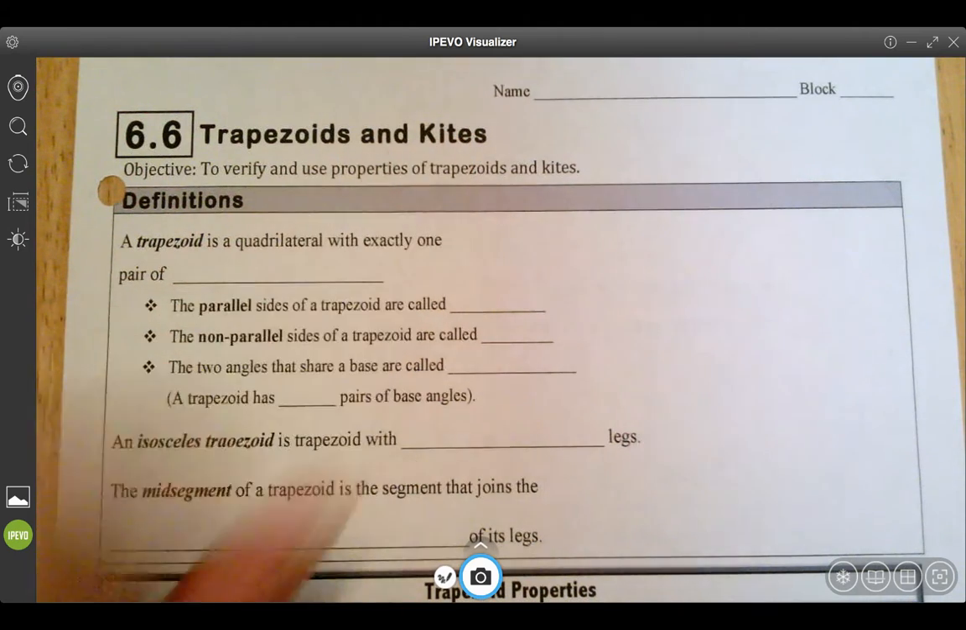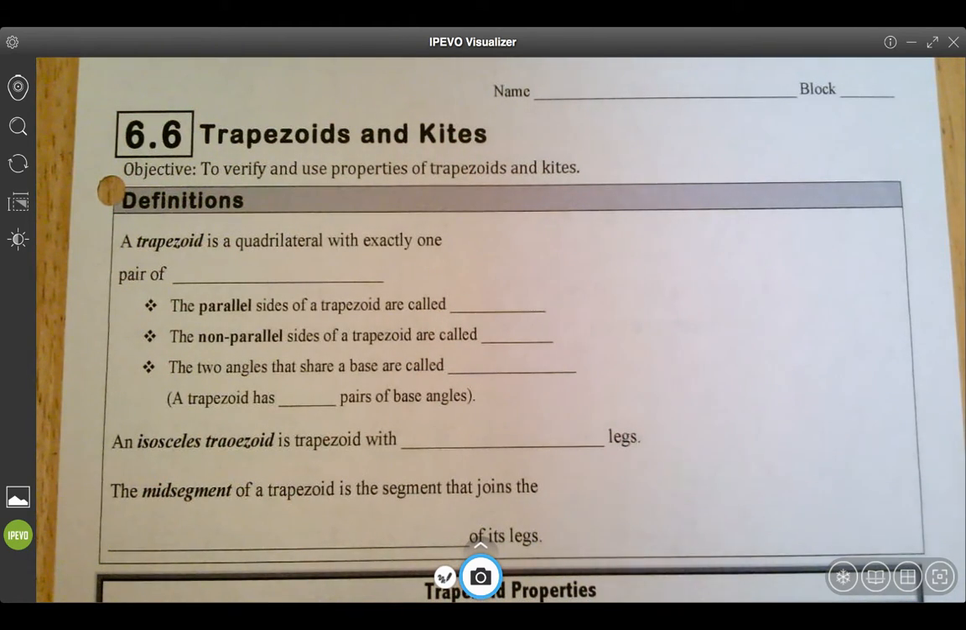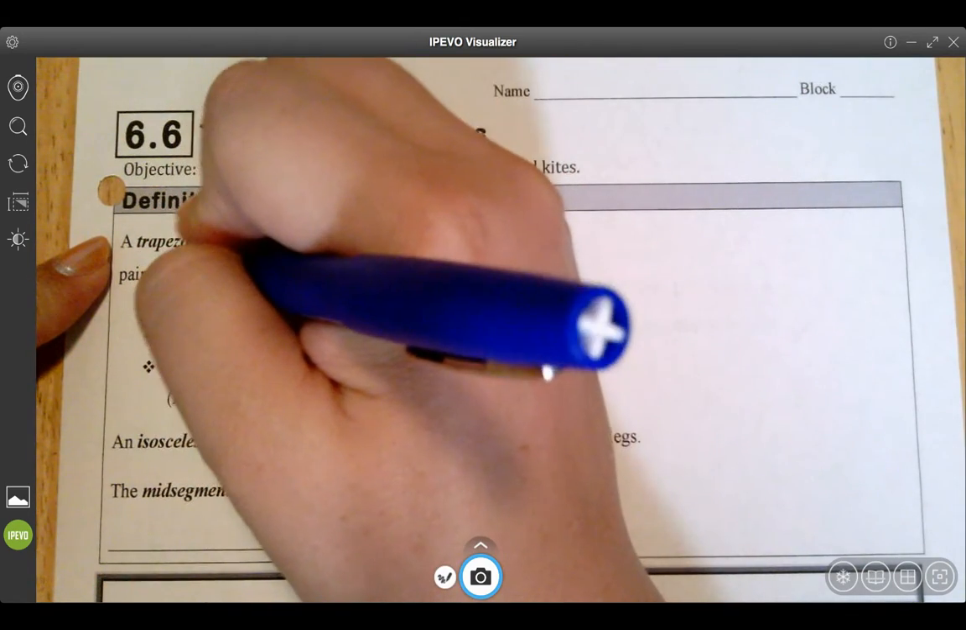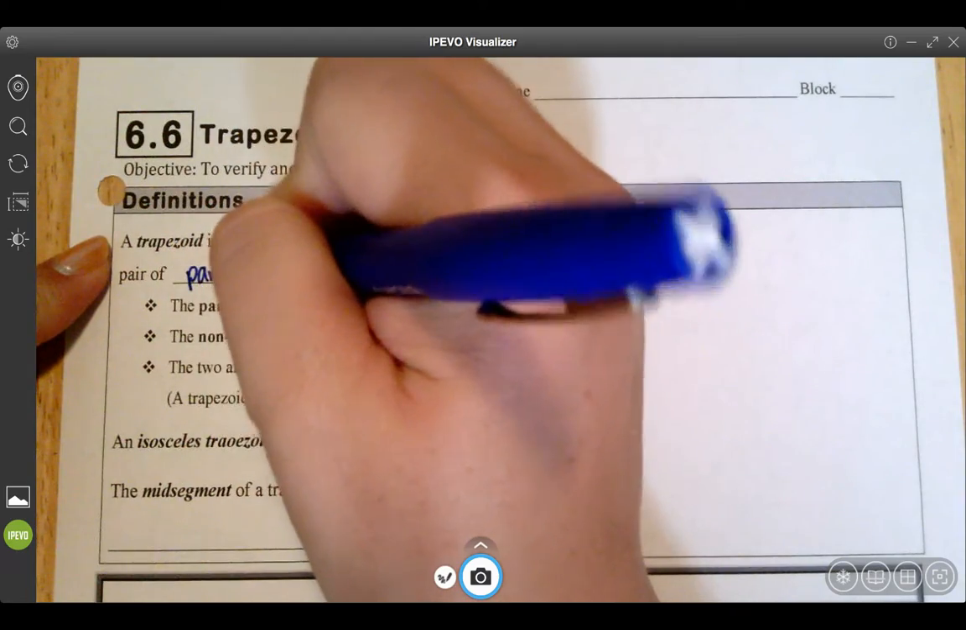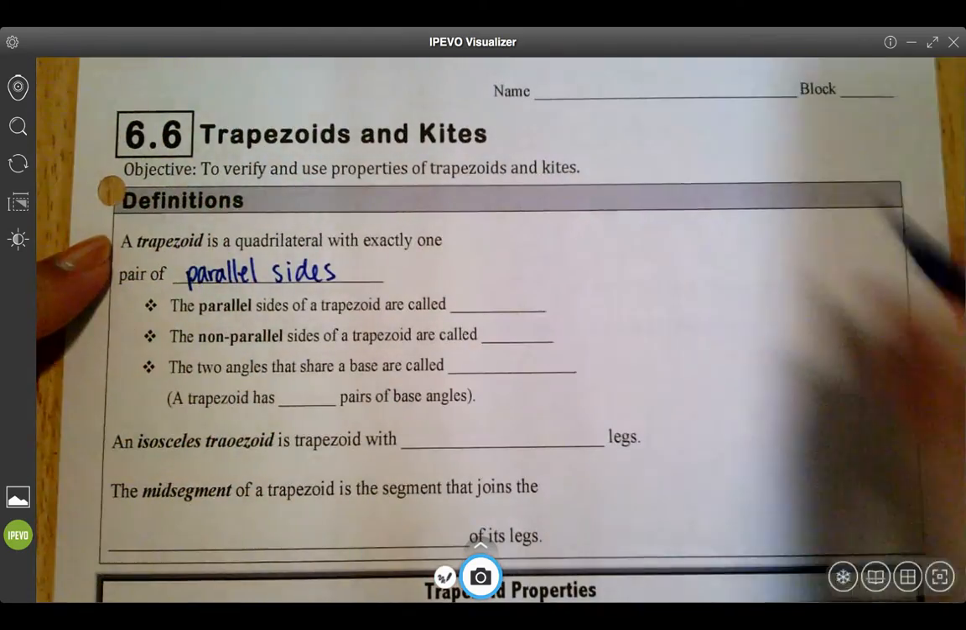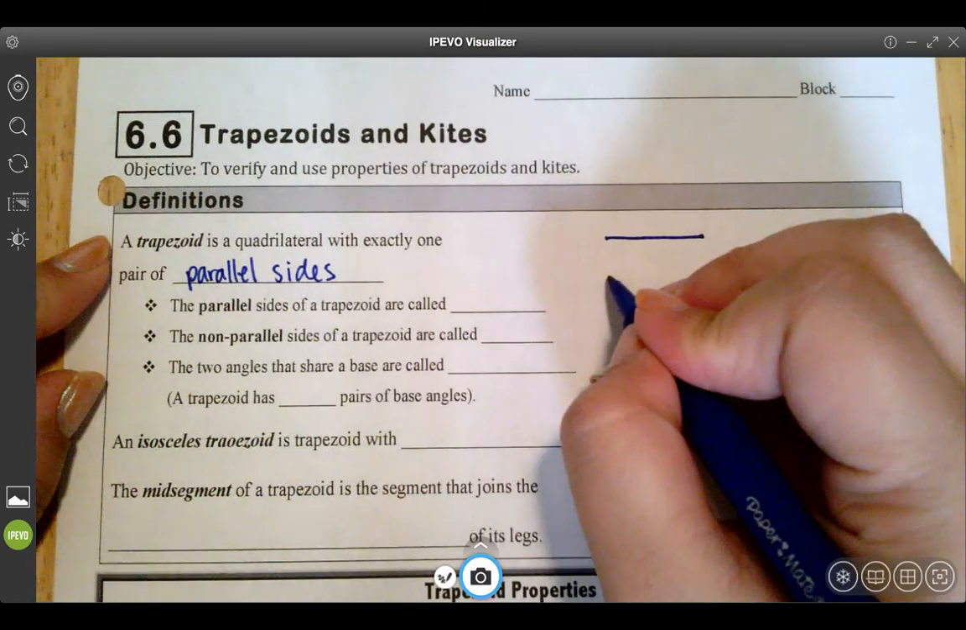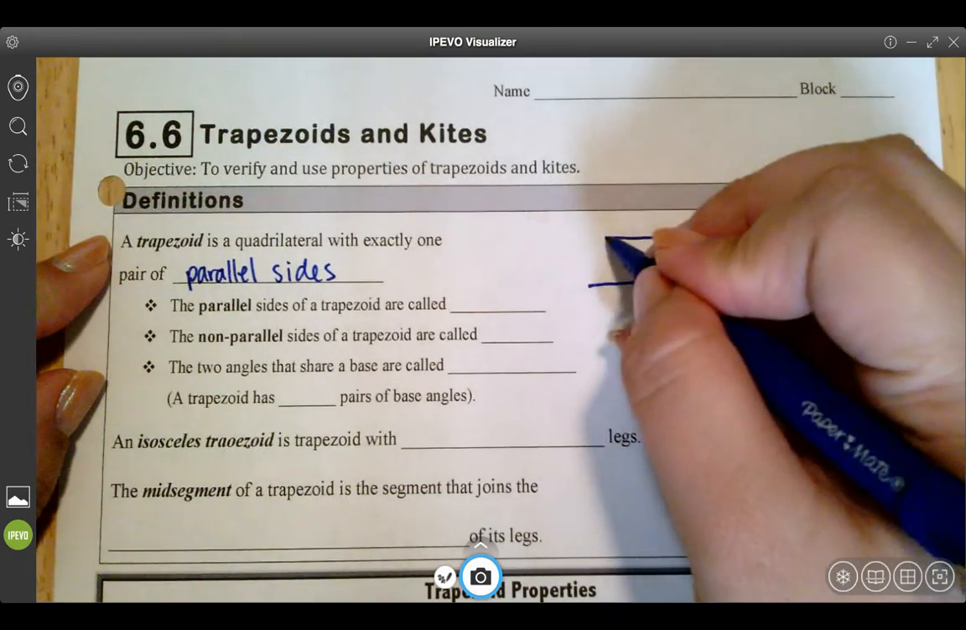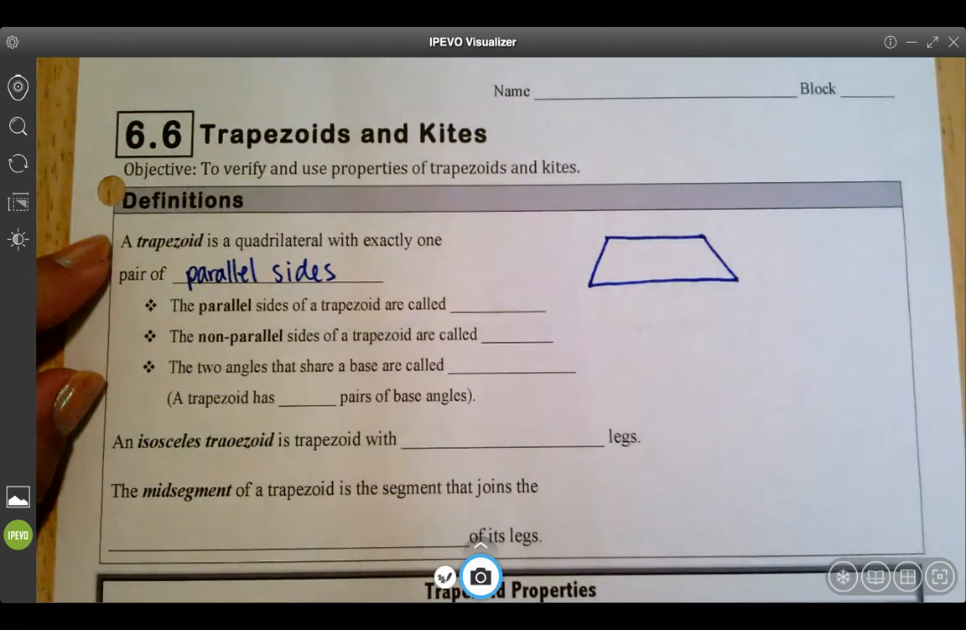Now, trapezoids and kites are different from parallelograms because it does not have two pairs of parallel sides, but they do still have some special properties. So our objective for this section is to verify and use the properties of these two new shapes, trapezoids and kites. A trapezoid is a quadrilateral with exactly one pair of parallel sides. And that means here's a parallel line to this, and then it has two sides that join up, okay?